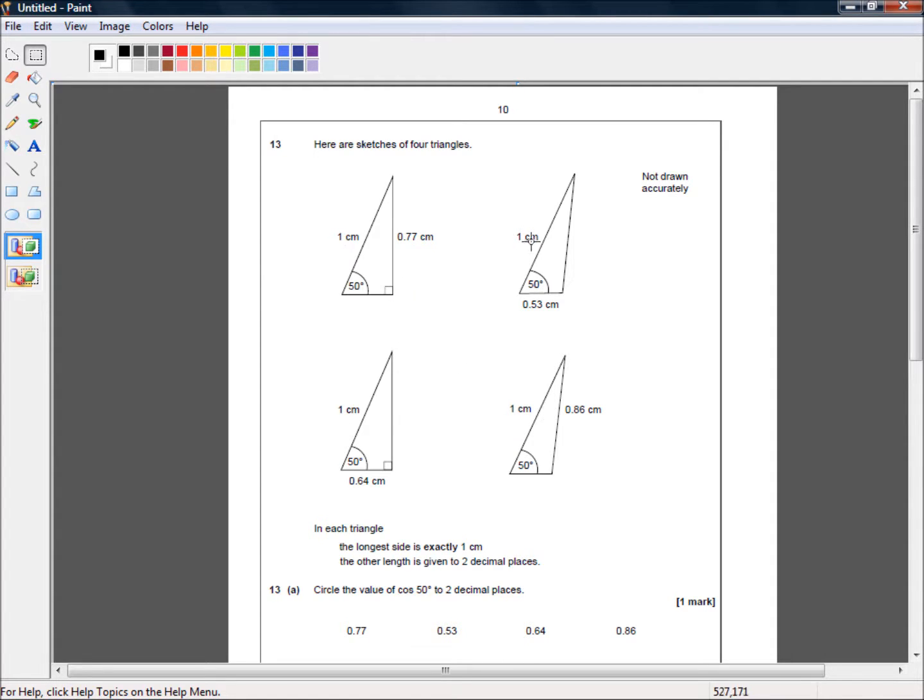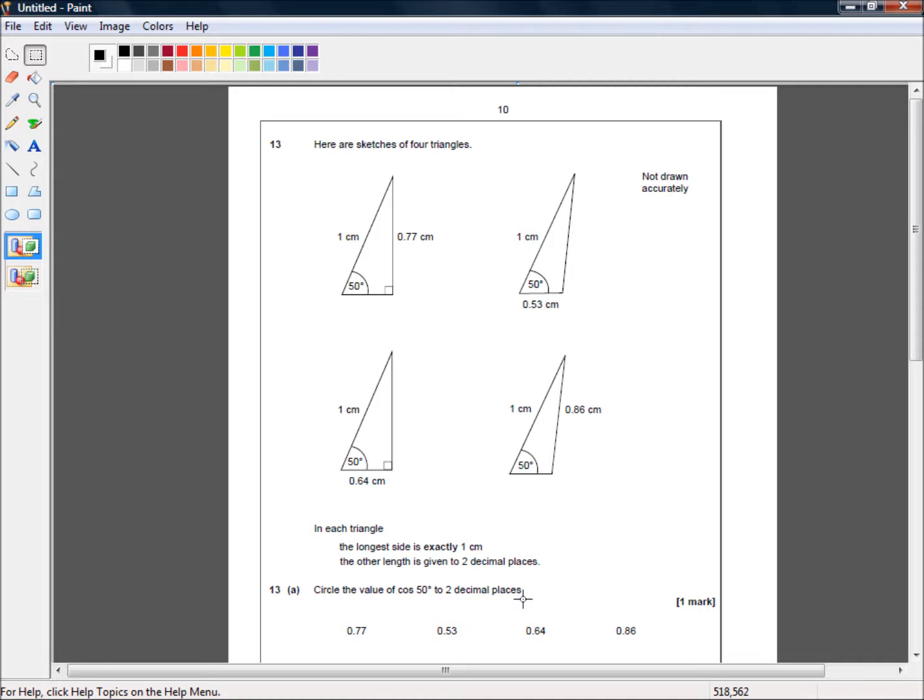It seems like the hypotenuse on all of them is 1 centimetre and the angle is 50 degrees on all of them. One of the other lengths is mentioned. In each triangle, the longest side is exactly 1 centimetre. The other length is given to 2 decimal places. We're asked to circle the value of cos 50 degrees to 2 decimal places.